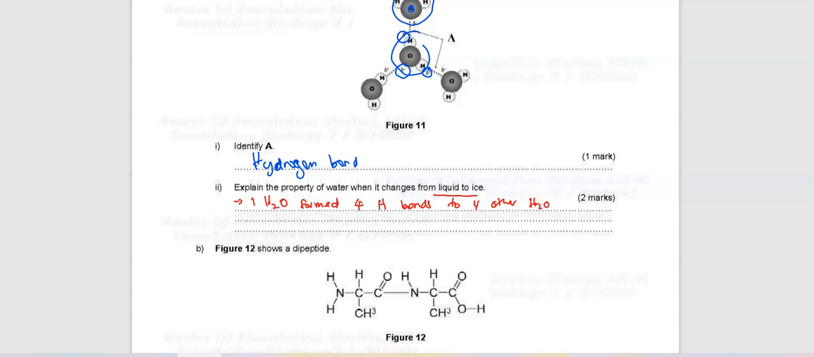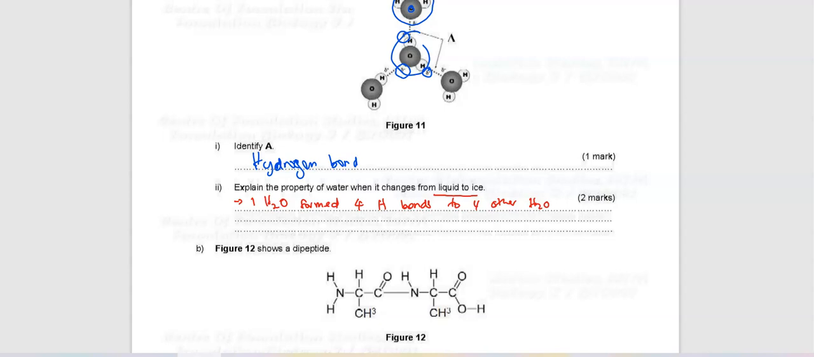Second point, because the hydrogen bonds between these water molecules are fixed, the hydrogen bonds will not break as they would in liquid form. In liquid form, the hydrogen bonds between water molecules will keep on breaking and reforming. That is in the liquid state, where you have a high frequency of hydrogen bonds breaking and reforming.